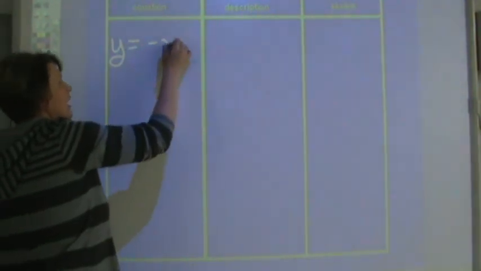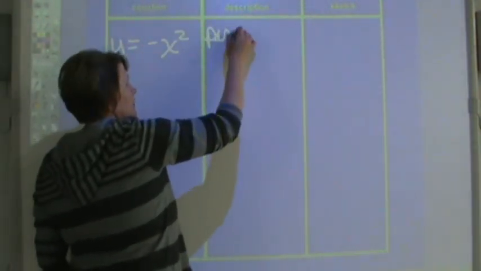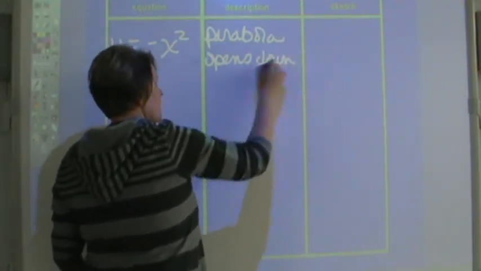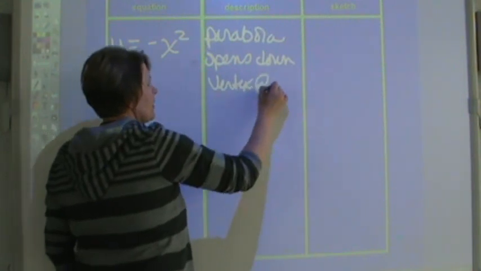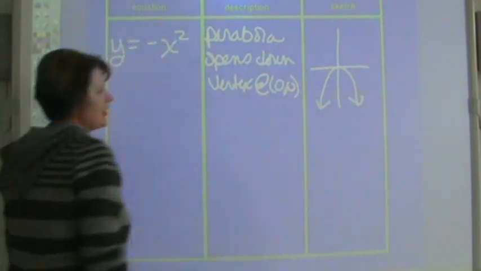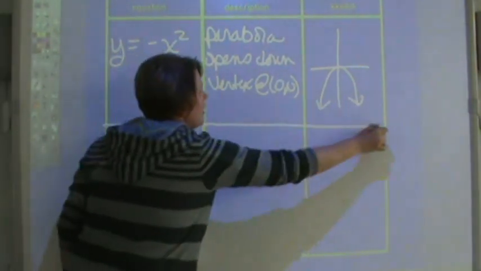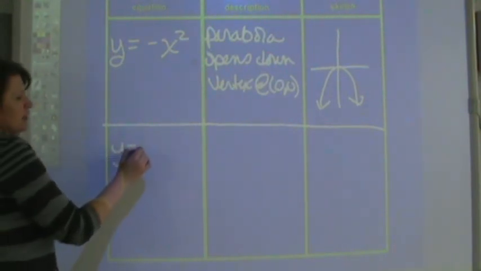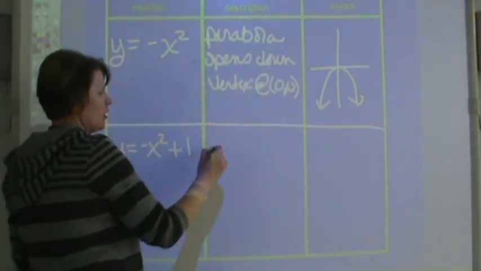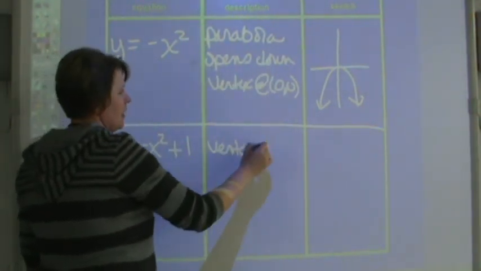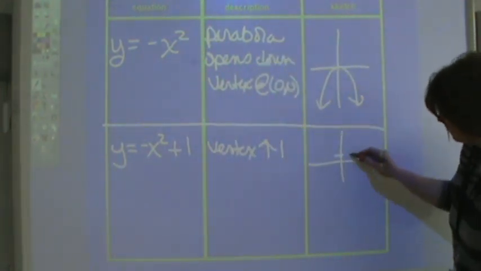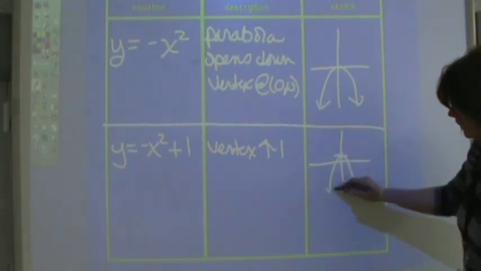Y equals negative x squared is going to be a parabola that opens downward, and the vertex at the origin. Okay? So it's just a reflection of the ones we were just doing. So y equals negative x squared plus 1 would be a parabola opening downward, vertex up 1. Okay, so it's here. It's going to look like that.